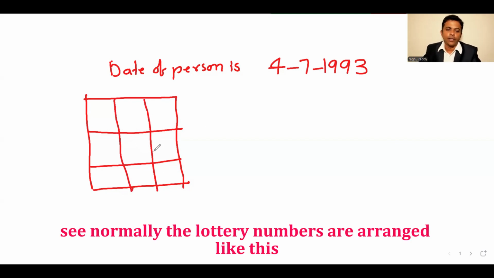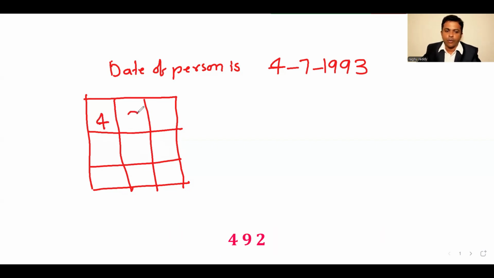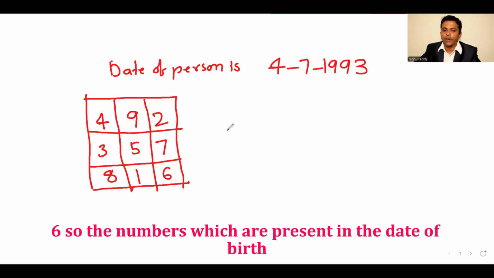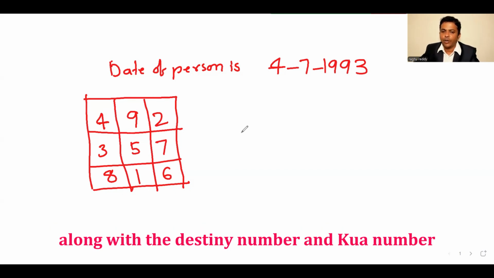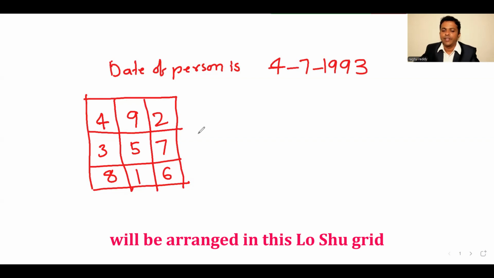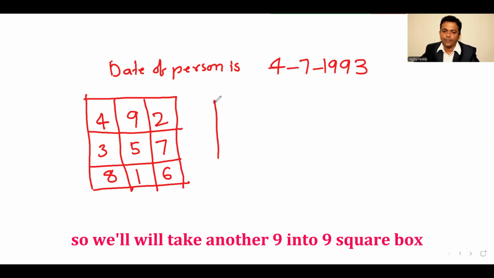See, normally the Lo Shu grid numbers are arranged like this: 4, 9, 2, 3, 5, 7, 8, 1, 6. So the numbers which are present in the date of birth along with the destiny number and Koa number will be arranged in this Lo Shu grid. So we'll take another 3 into 3 square box.